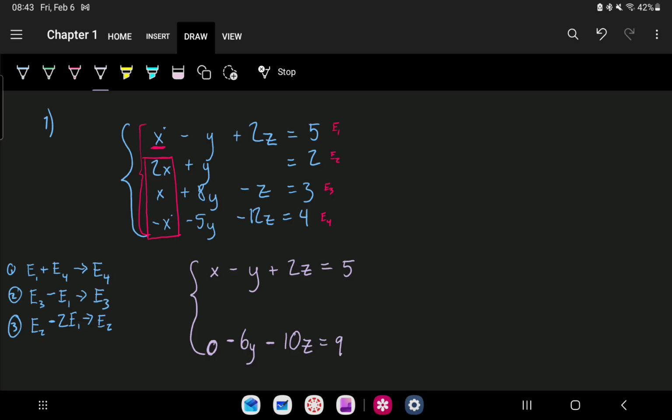Okay, similarly, we can do the same thing with equation 3. We're going to take equation 3 and subtract it from equation 1. So x minus x is going to be 0. I have 8 minus -1, which is going to be a 9.